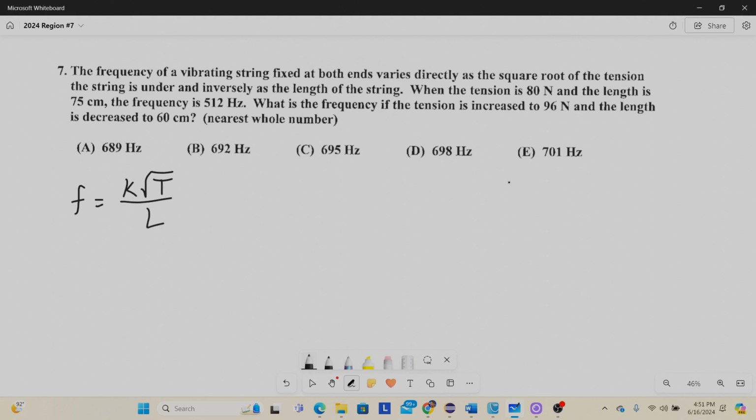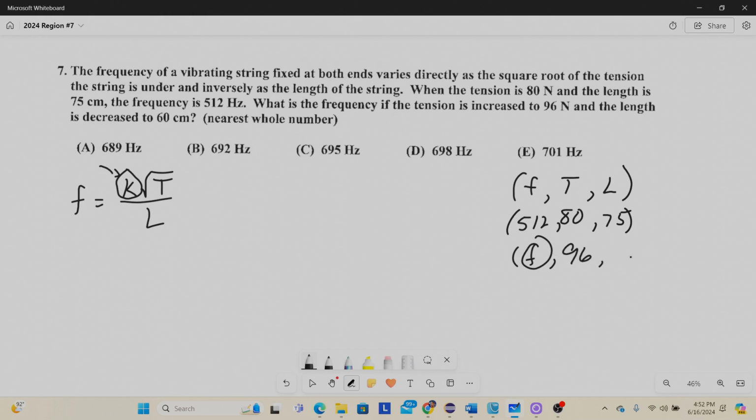Okay, so they give you three variables. We have the frequency, we have the tension, and we have the length. Okay, and so they're going to say when the tension is 80 newtons and the length is 75 centimeters, the frequency is 512 hertz. So they give you a full point that we can plug into our equation to solve for k, and then they ask what is the frequency, so we're trying to solve for the frequency, if the tension is increased to 96 and the length is decreased to 60.